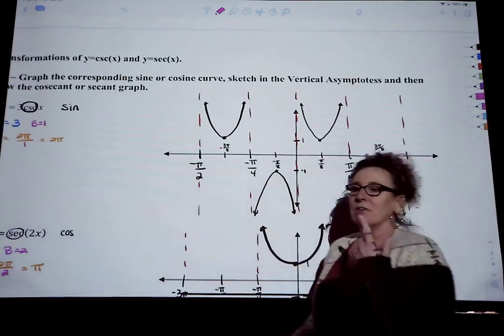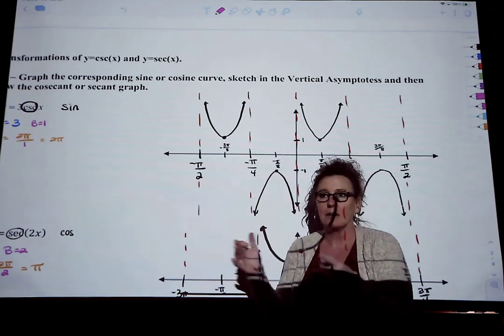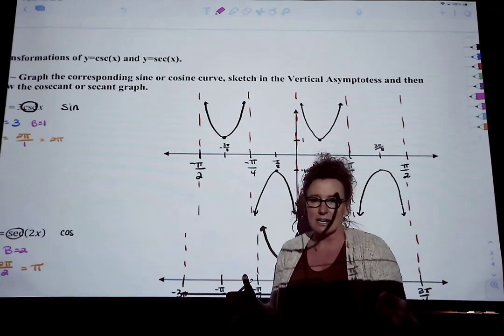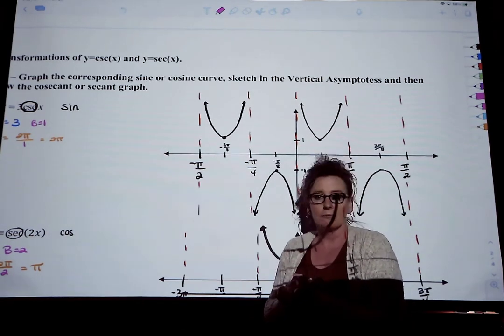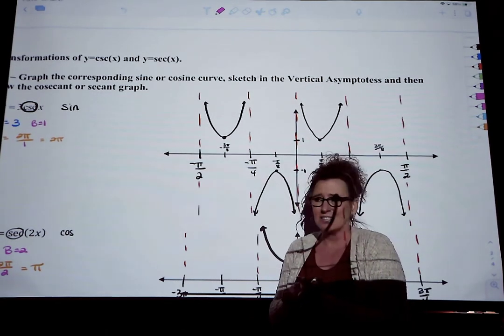Let's go through each graph. Let's list the amplitude, the period, if it looks like a sine or cosine, if there's been any shifts. So here's what I want though. Don't focus on the little parabolas. Kind of don't even look at them.